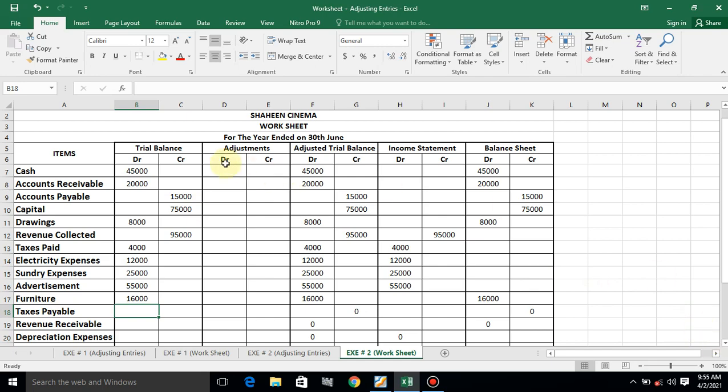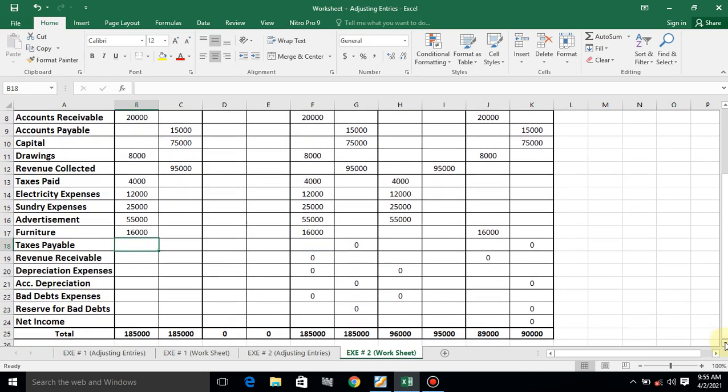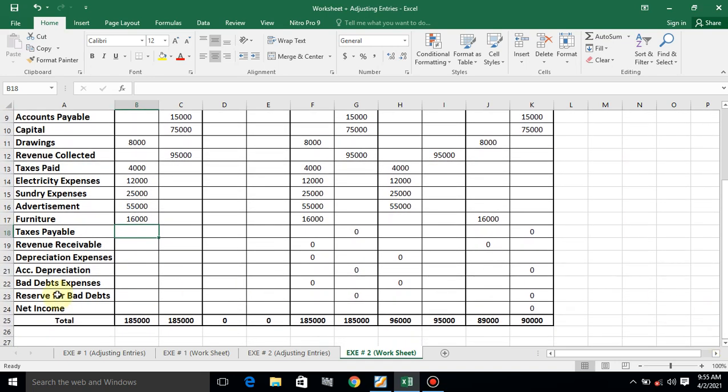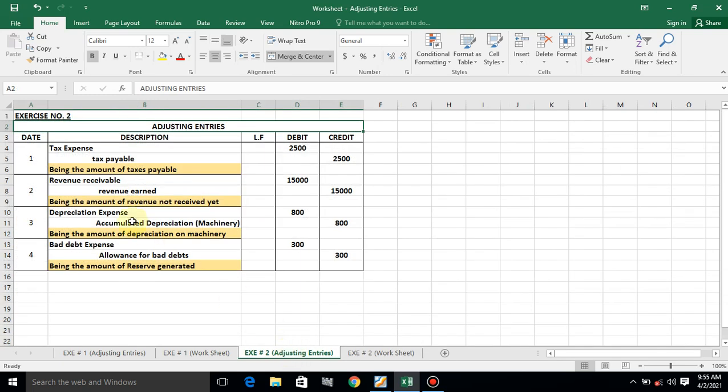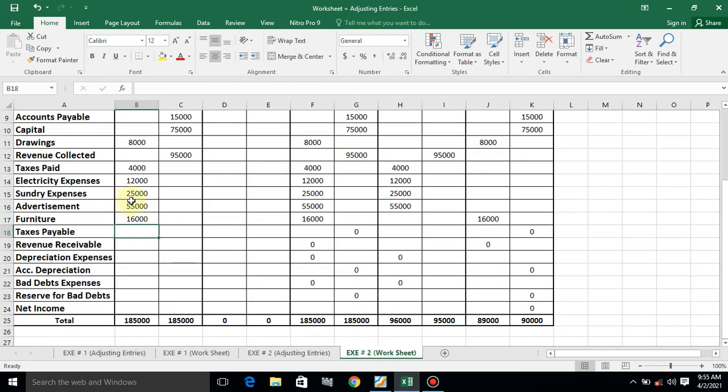Now the next column is of adjustments. For this, we have to write those items which we have included in case of adjustments. So we will see what items were included in case of adjustments. Here, tax expense and tax payable. So we'll check out here tax expenses and tax payable.